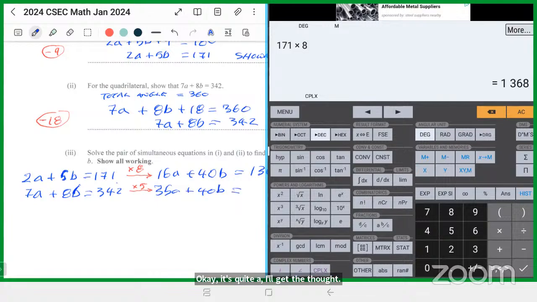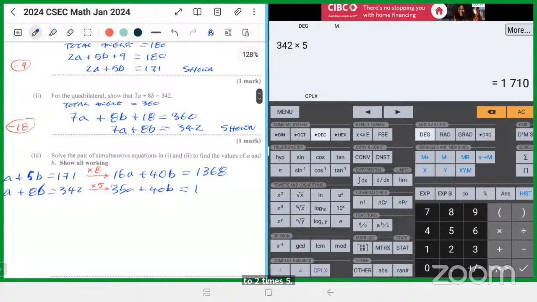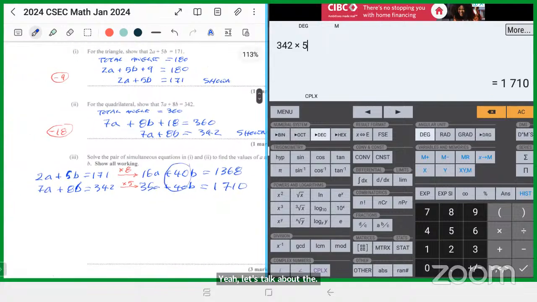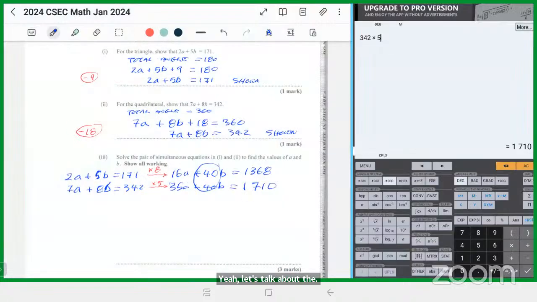40b equals, multiply this now by 5. Let's see, so it's 342 times 5, which is 1710. Because these two b values are the same sign, to eliminate them, I have to subtract the two equations.